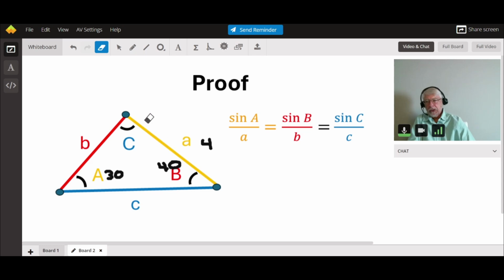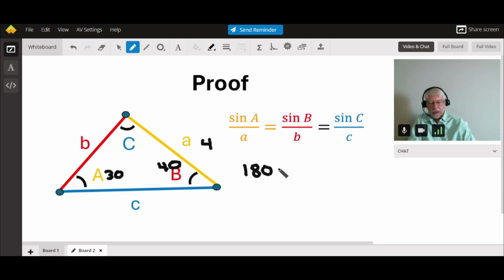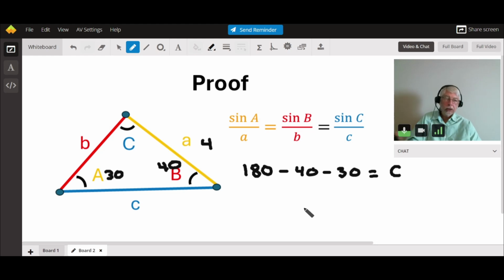Well, finding the measure of angle C is easy. I know that all the angles have to add up to 180, so I say 180 minus 40 minus 30 is equal to the measure of angle C. So I'm going to use the calculator. 180 minus 40 minus 30 is going to give me an angle of 110 degrees. So C is equal to 110 degrees.